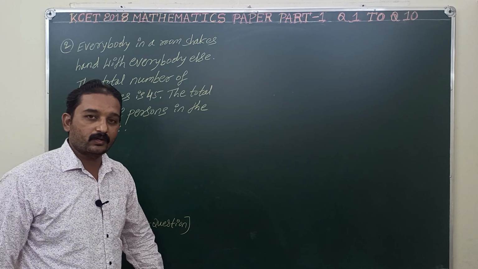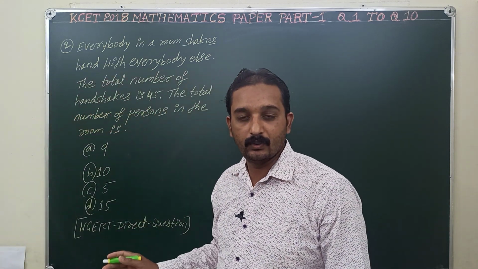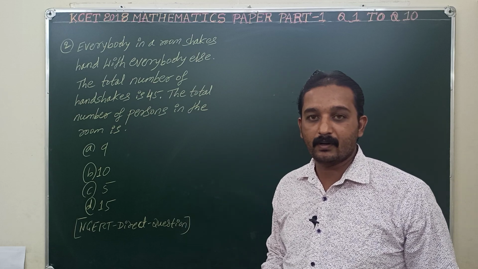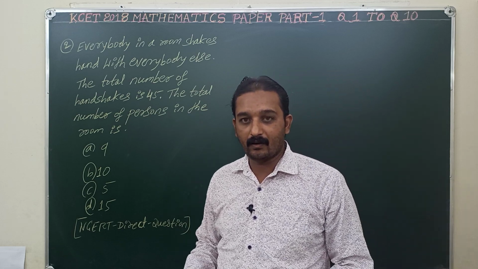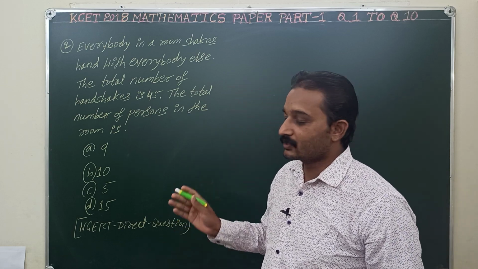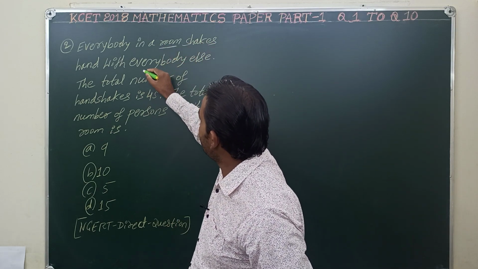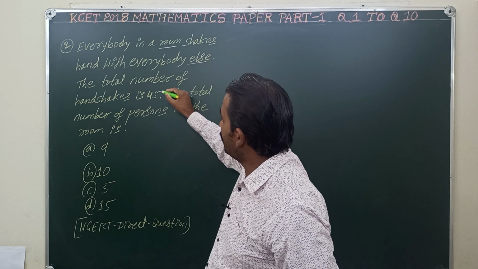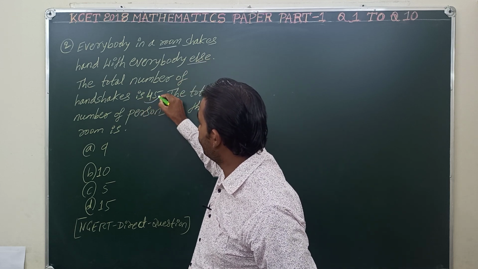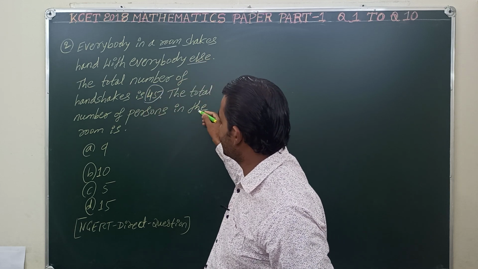So now let us move on to the next question, question number 2. This question is based on the chapter Permutation and Combination, particularly Combination. So let us see the question. Everybody in a room shakes hands with everybody else. The total number of handshakes is 45. Then find the number of persons in the room.